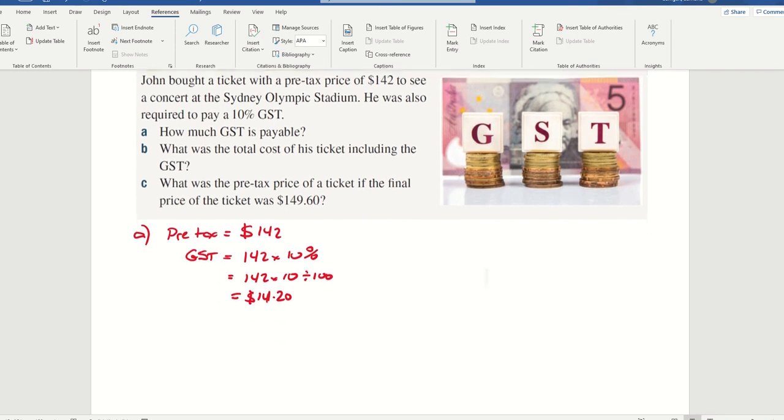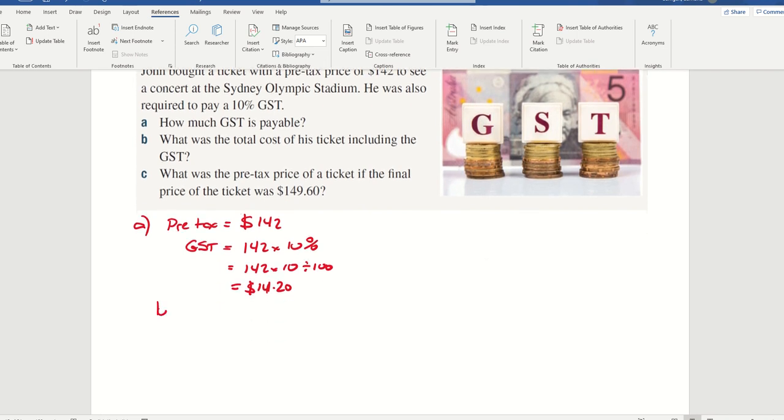What was the total cost of his ticket, including GST? Well, in this case, we're just going to add the two of them together. So our total cost is equal to our pre-tax cost plus our GST, our tax. So 142 plus 14.20 is equal to $156.20.